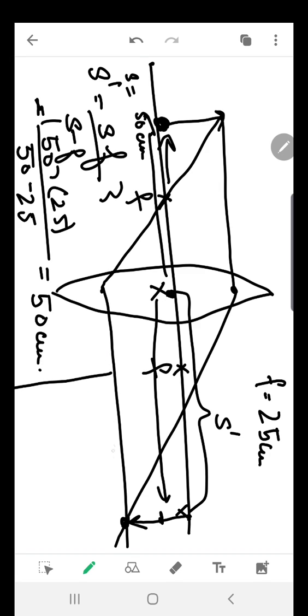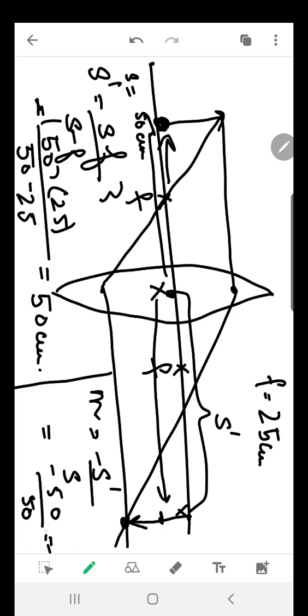Now, let's talk about the magnification, which is minus S dash over S. It is minus 50 over 50, which is equal to minus 1. Now, minus 1 tells you a lot of things. The negative sign tells you that the image is inverted, which is true. The image formed in the diagram is also inverted. And 1 means that the size of the object and the size of the image are exactly the same. So the image formed is inverted, whereas the size of the image remains constant.